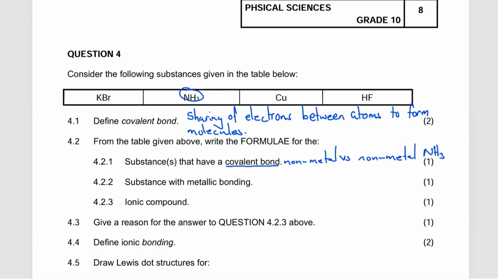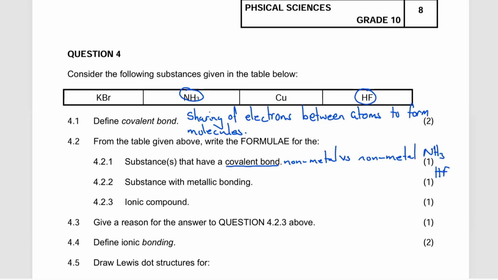Okay, NH3, and then we also have our HF there, right? Which is our hydrogen, and then our F, our fluorine there. So those two are actually going to formulate a covalent bond, right?